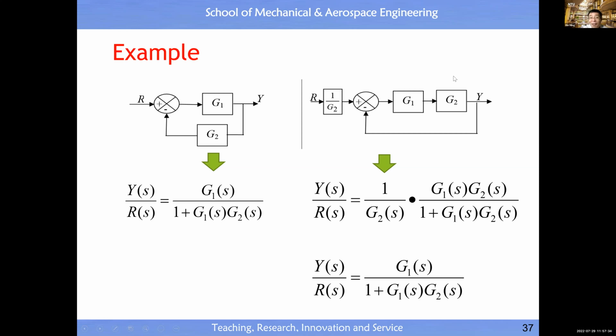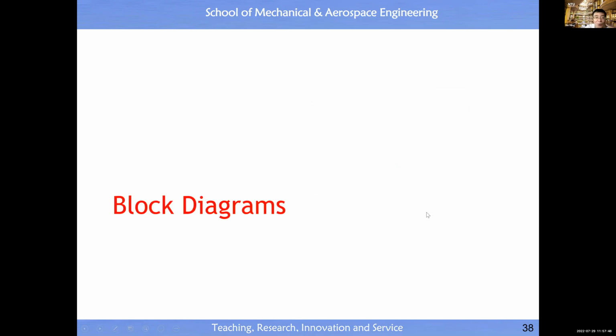Then for this one, the forward branch is G1, and what is the loop? G1 times negative 1. 1 minus negative G1 is 1 plus G1, so the result is G1 over 1 plus G1. Then these two are connected in series, so multiply them together. Done already. It's quite straightforward.